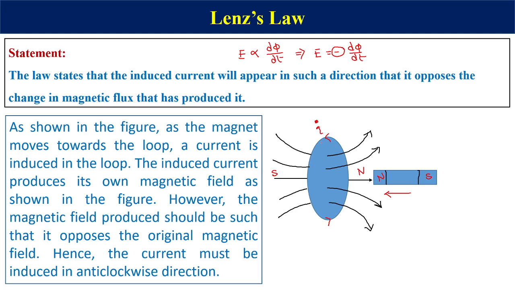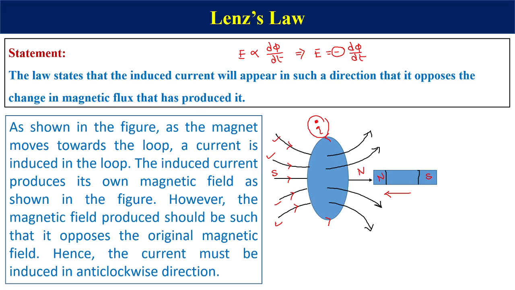And how will this be done? Suppose the current is produced in the anti-clockwise direction. In that case, because of this current, the self-induced magnetic field will be in this particular direction. These are the magnetic lines of force that you can see here in black curves. These are the magnetic field lines due to this current I. These magnetic field lines come out of this surface and enter through this particular surface. So the top surface of this loop will act as a north pole and the bottom surface will act as a south pole.